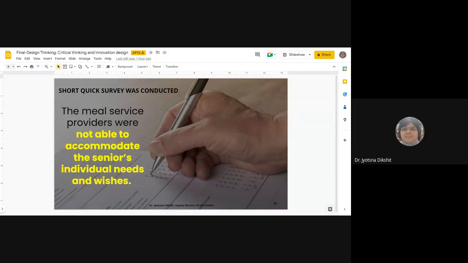The other finding was that the meal service providers, specifically the people in the kitchen, were not able to accommodate the seniors' individual needs and wishes. They had a simple menu with hardly much variations, and thus, in a way, it was not accepted by the senior citizens to eat that kind of a meal daily. And these people also, because of certain constraints, which we'll come to know later, were not able to provide different types of menu.